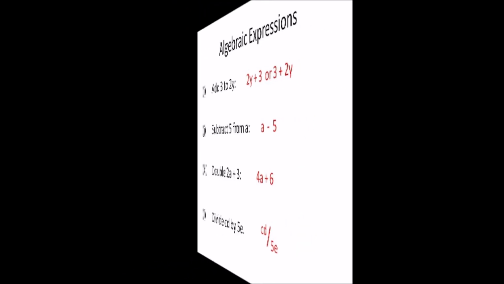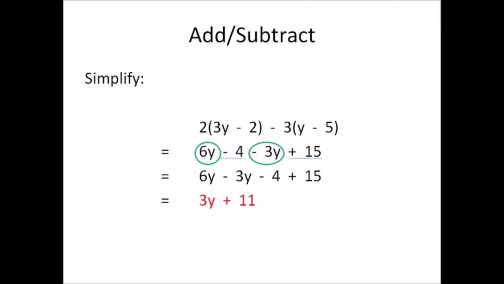Moving right along, 2 in brackets 3y minus 2 minus 3 in brackets y minus 5. Remove the brackets, put your y's together, 6y minus 3y is 3y, and -4 plus 15 is 11. You look at the 4 and the 15, the 15 is bigger, you subtract, so the answer has to take the sign in front of the bigger number, which is 15, so it has to be plus, positive. -4 plus 15 is positive 11.